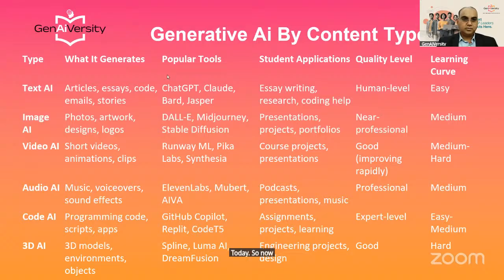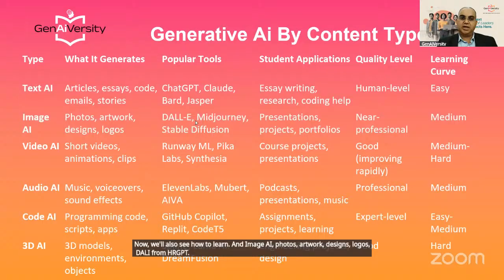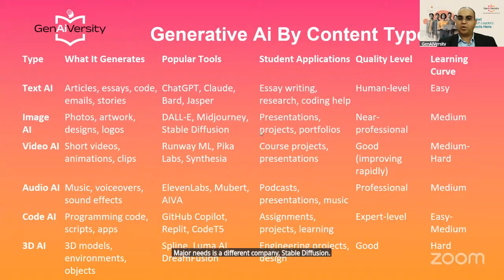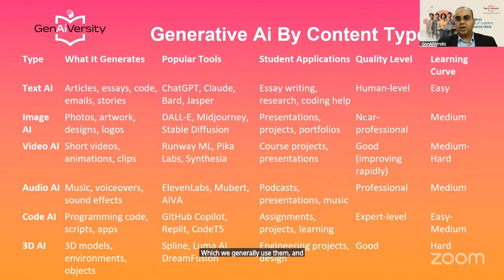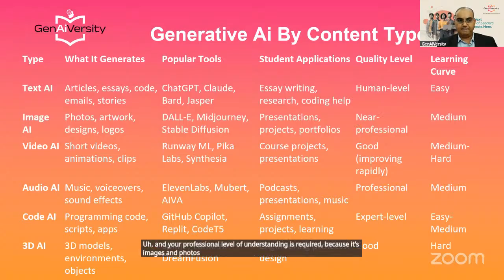So now, the text AI, you saw ChatGPT and all these things, the quality is human level. Like any other person who is an expert, a professional who already wrote it. It's easy to learn. Now we'll also see how to learn. And image AI: photos, artwork, designs, logos, DALL-E from ChatGPT. Midjourney is a different company, Stable Diffusion. It's for presentations, projects, portfolio. There are many tools out there. We need not be specific to these; these are what we generally use, and this is what we mentioned here. And here, a professional level of understanding is required because images, photos and artwork are involved.